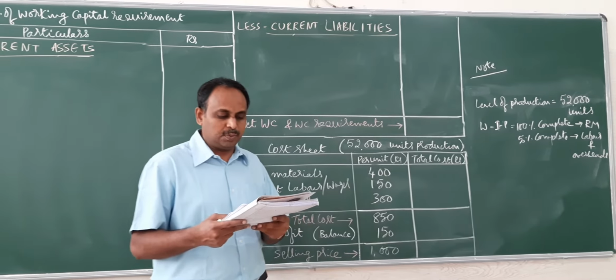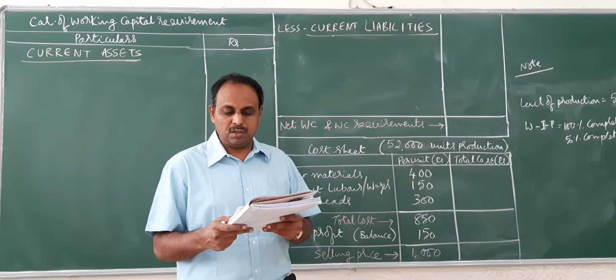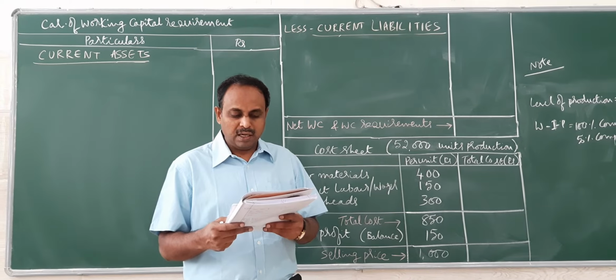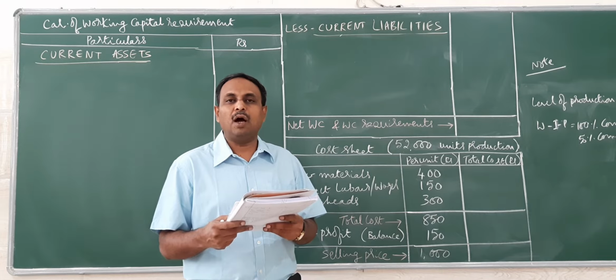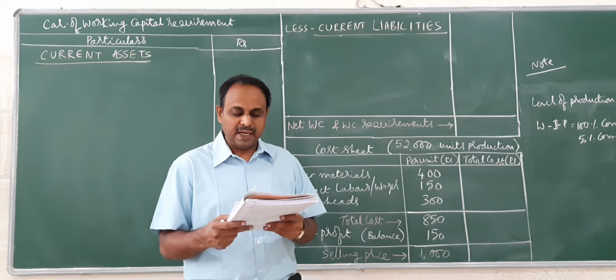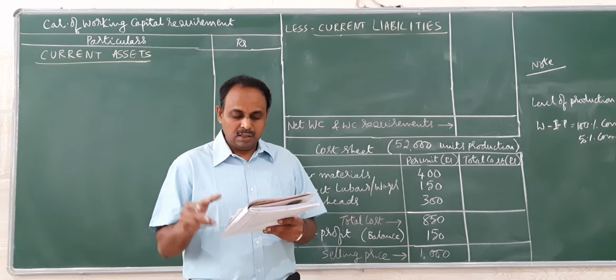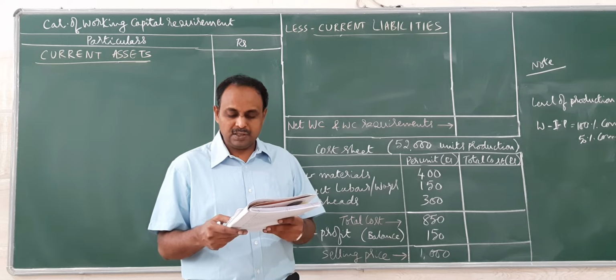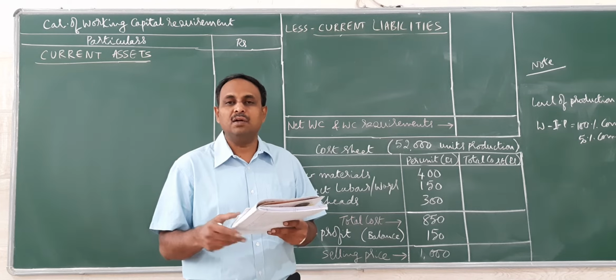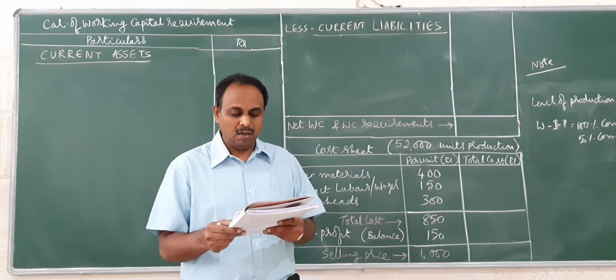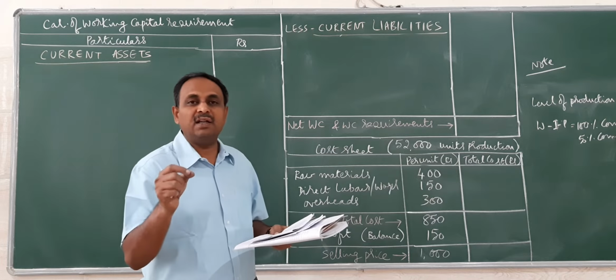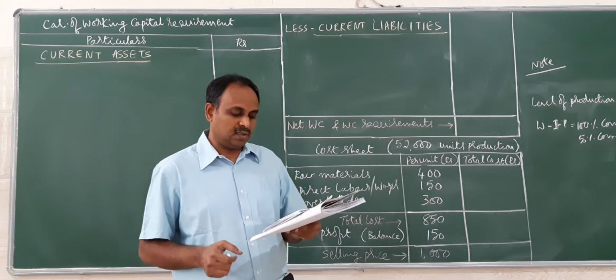This is the new thing in this problem. Finished goods in stock, 4 weeks. Credit allowed by suppliers, 4 weeks. Credit allowed to debtors, 8 weeks. Cash at bank is expected to be rupees 50,000. Assume that the production is sustained on an even pace during 52 weeks of a year. So 52 weeks we have to take for the year. All sales are on credit basis, so the entire sales is on credit basis.